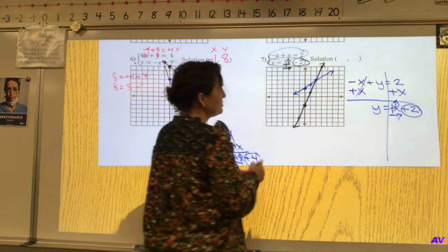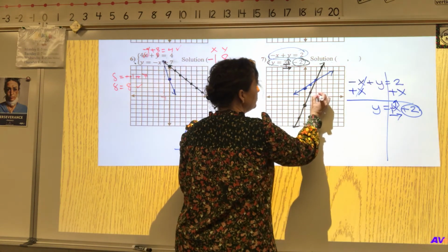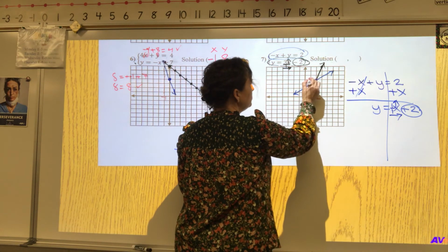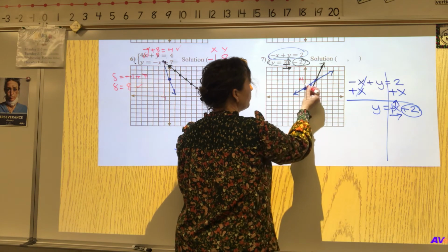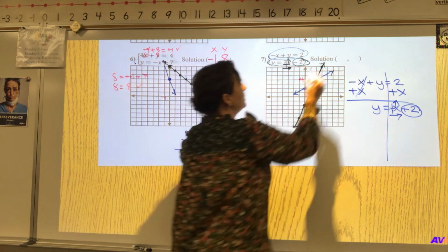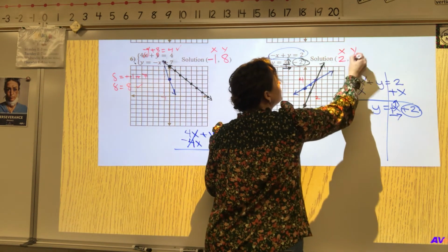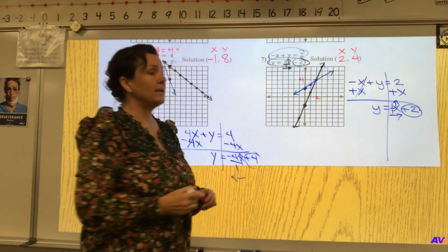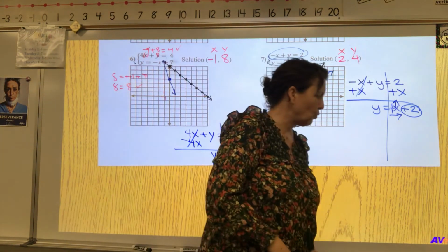So let's find our intersection point. That's 2. That's 4. 1, 2, 3, and 4. 2, 4. And you can plug it back in, and in fact, it does work.